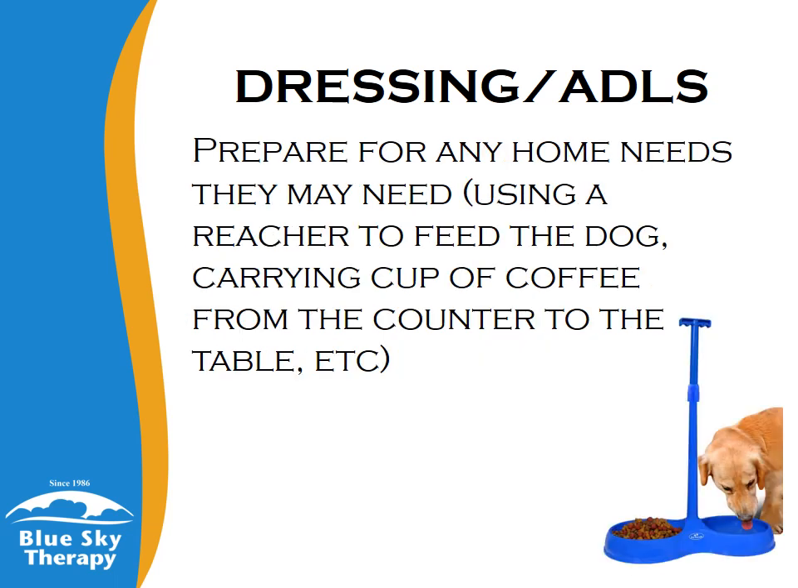Prepare for any home needs that they may have. If they have a pet and live alone, they may need to use a reacher to feed them. However, that's difficult to do with a dog bowl, especially with water. So you may want to consider a long-handled feeding bowl like the one pictured here, which can be ordered on Amazon.com.